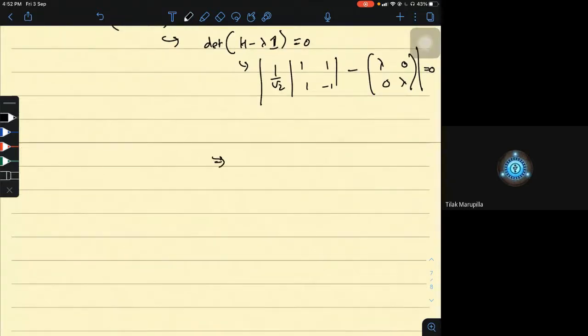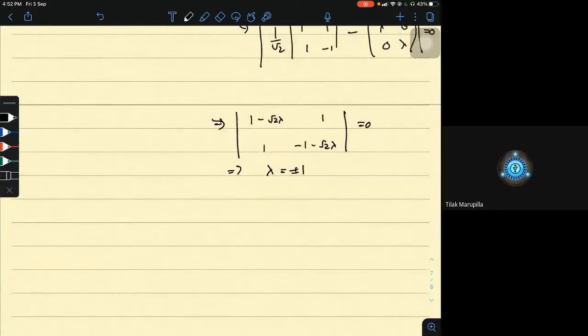So this gives us a quadratic equation in lambda. When you solve this equation, you get lambda equal to plus or minus 1. And this basically tells us that the eigenvalues are limited to plus or minus 1.